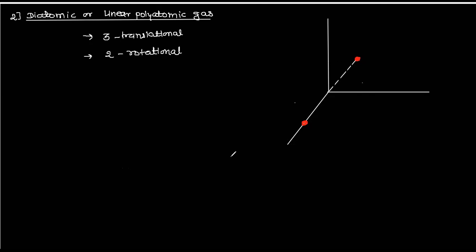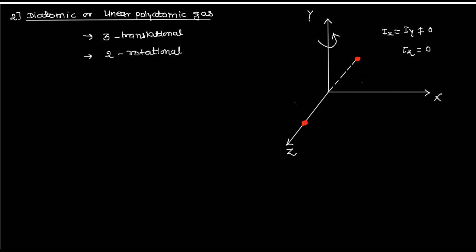Now you see, this is rotating about this axis. So here this is Z, this one is X, and this one is Y. So here Ix is equal to Iy, which is not equal to 0. But here Iz will be equal to 0 because it is moving along that axis only.